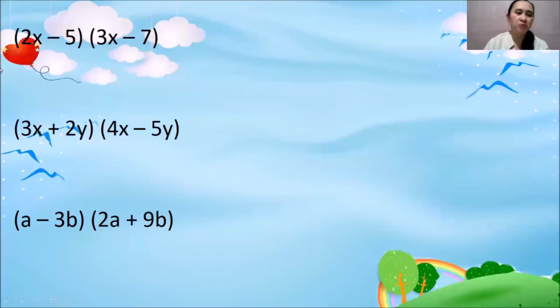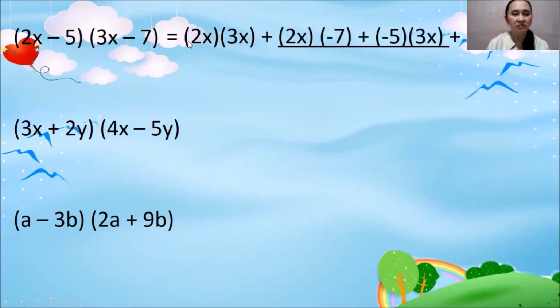Okay, another example. The quantity of 2x minus 5 times the quantity 3x minus 7 is still we apply the FOIL method. Multiply the first term, 2x times 3x. The outer term, the first and the fourth term, 2x times negative 7. The inner term, negative 5 times 3x. And multiply the last term, negative 5 times negative 7.